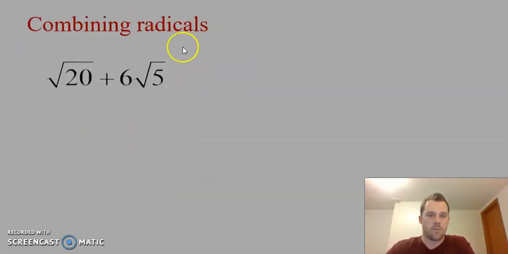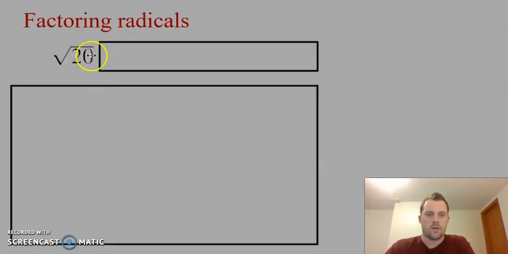So let's say we're asked to combine these two terms. Well, square root of 20 and square root of 5 are not like terms, and so we need to find a way to rewrite them or simplify in a way we can see if they can actually be combined. So how we do that is we want to factor the expression that's in the square root or in the radical, and we want to factor out perfect squares.